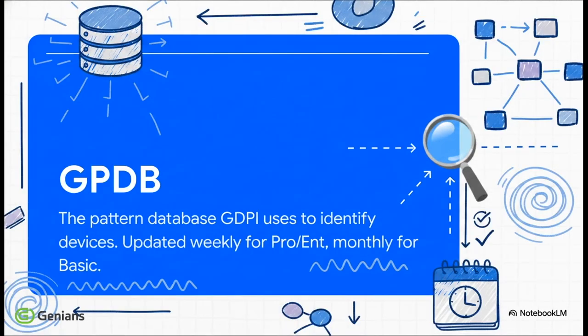So where does all that intelligence come from? Well, that's the GPDB, the Genian Platform Database. You can think of it as the pattern library that GDPI uses to identify everything, and it's constantly being updated. If you're on the Professional or Enterprise Edition, you get those updates every single week. The Basic Edition gets them monthly, so you're always up to date.